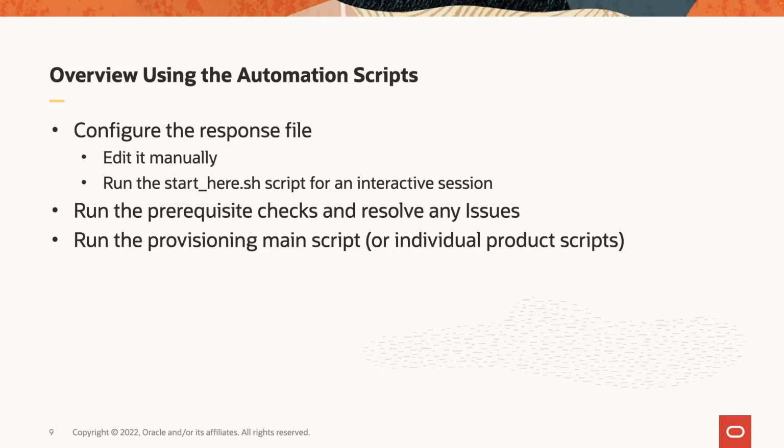Once the prerequisite check completes successfully, the provisioning script can be executed. You can execute the main provision.sh script, which will in turn execute all the individual product scripts that are enabled in the response file, or you can execute the individual product scripts manually one by one as needed. In either case, the same automation scripts are executed to set up the IAM products defined in the response file.